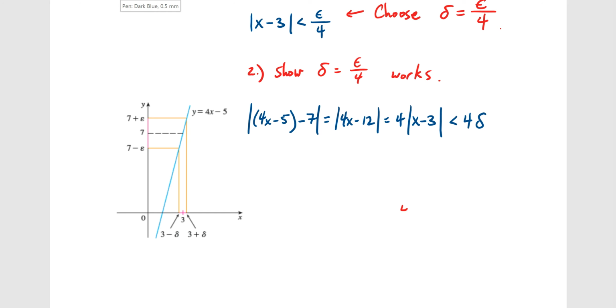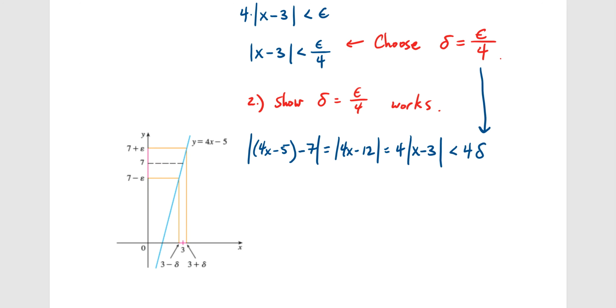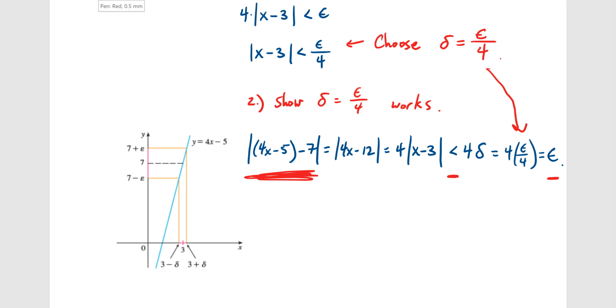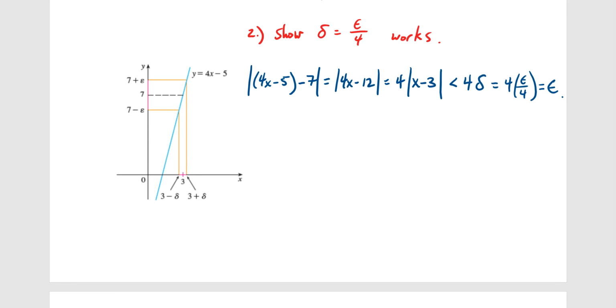And now we're going to replace delta with what we chose it to equal in terms of epsilon. So we said that delta is epsilon over 4. The 4's cancel, and we are left with epsilon, which is what we wanted. So we just showed that this is less than epsilon, which is what we essentially started with, but we showed that it worked when we used a delta value of epsilon over 4. Okay, so once again, you kind of just have to remember the steps for this one. So let's go ahead and finish it off.